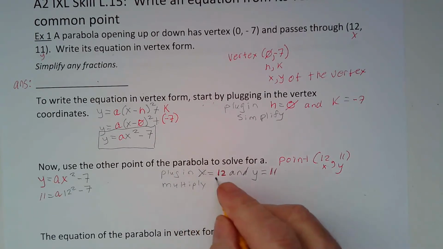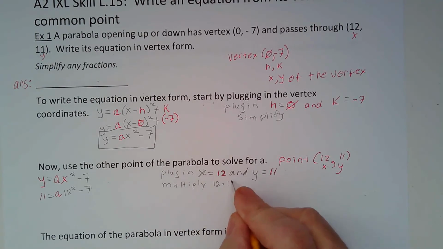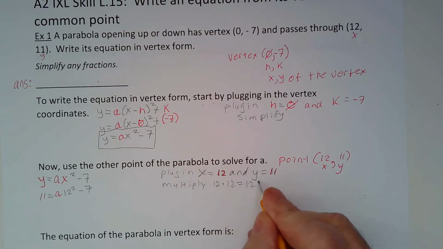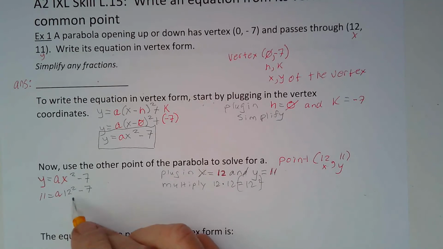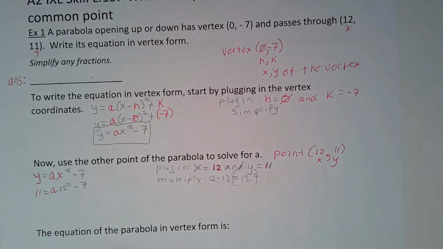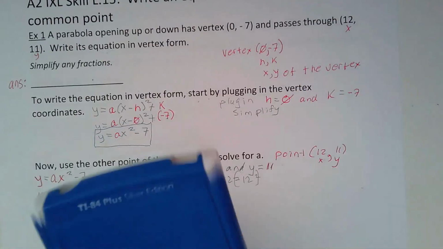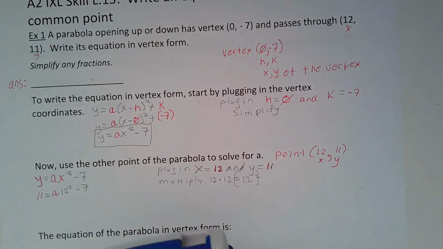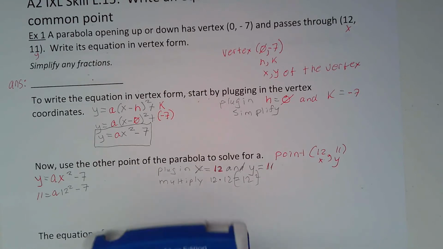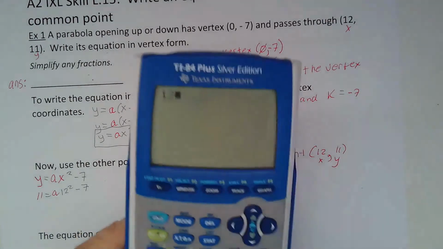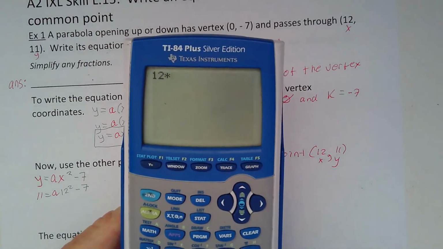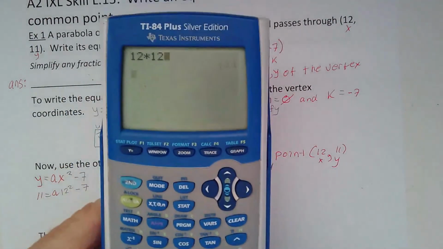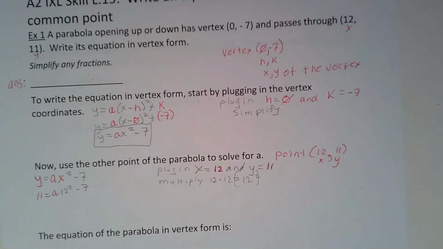All right, so now I'm going to have to multiply, and this is just simplifying, 12 times 12, which equals 12 squared. I'll just put that in parentheses. And so 12 squared is 12 times 12. And if you aren't sure what it is, get your calculator out. But 12 times 12, if you remember, pretty easy to do. 12 times 12 equals 144.